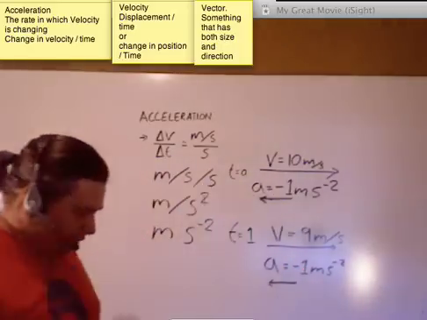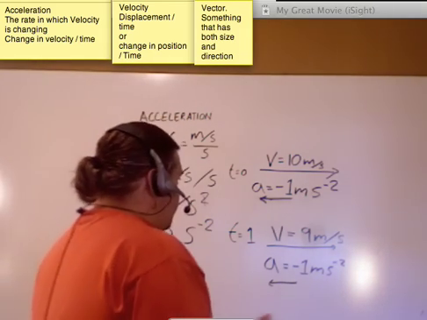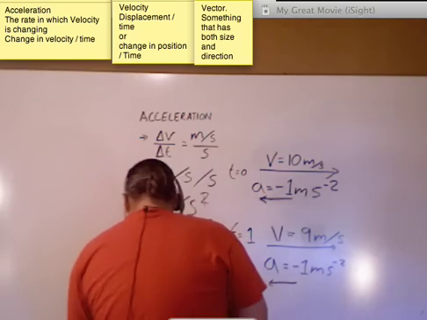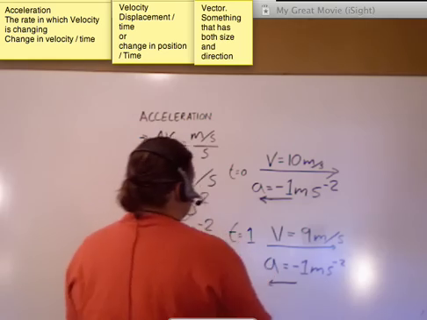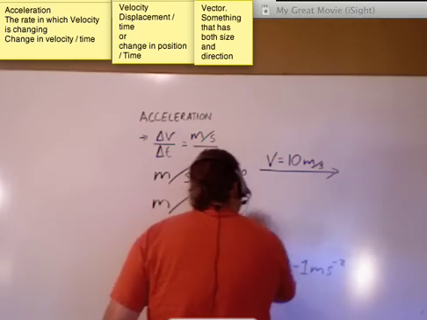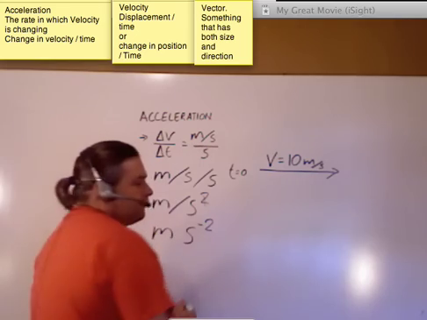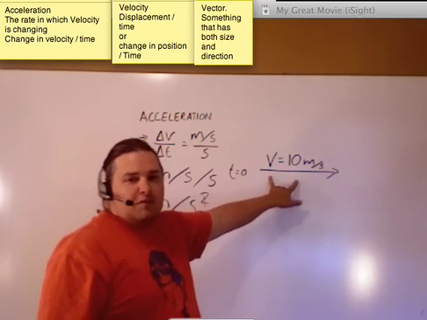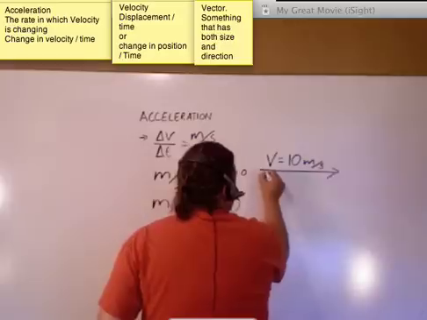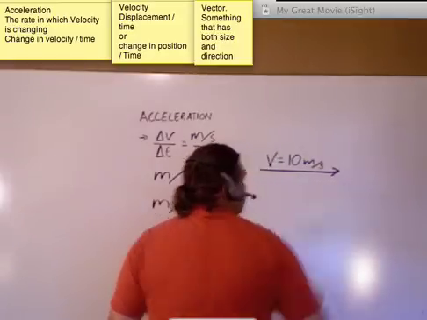Okay. Now, if you wanted to look at it graphically, one thing that you should see is that for the first second, and I'm going to erase everything, for the first second I have a velocity of 10 meters per second. So the length of this arrow is representing 10 meters per second. So that length is representing 10 meters per second.